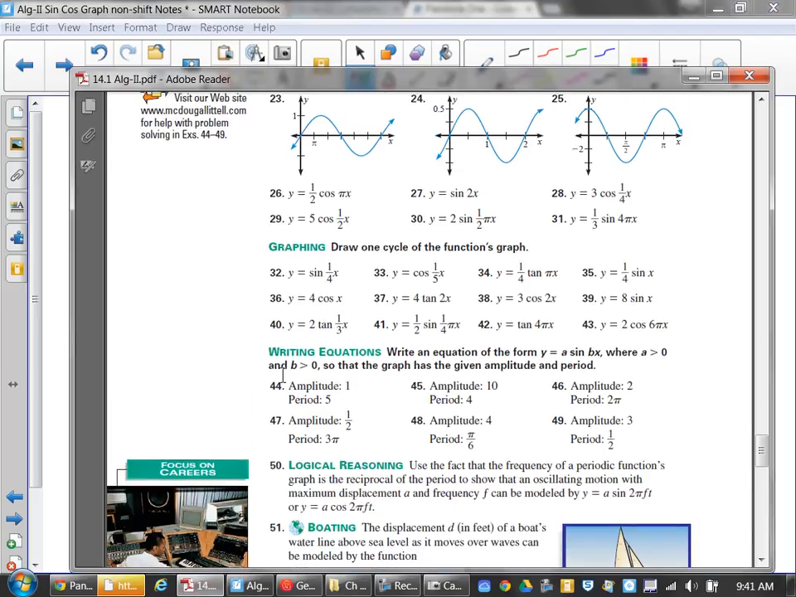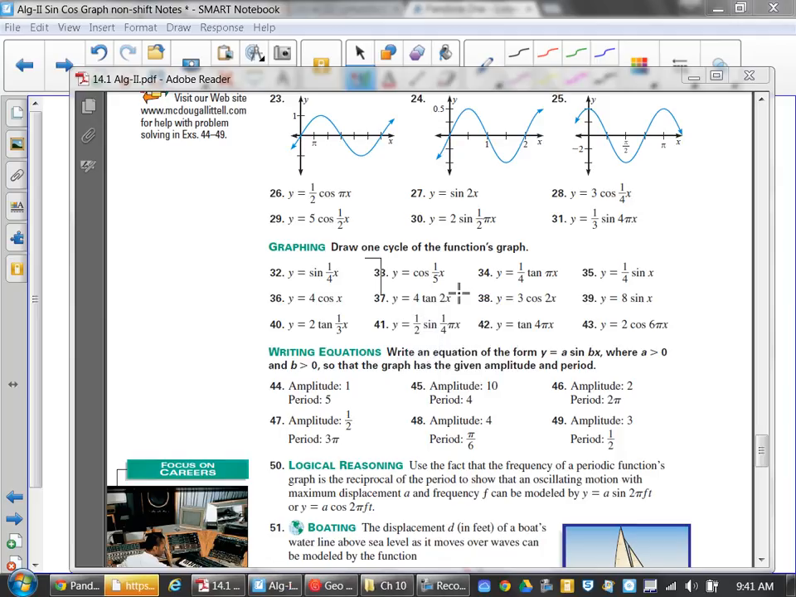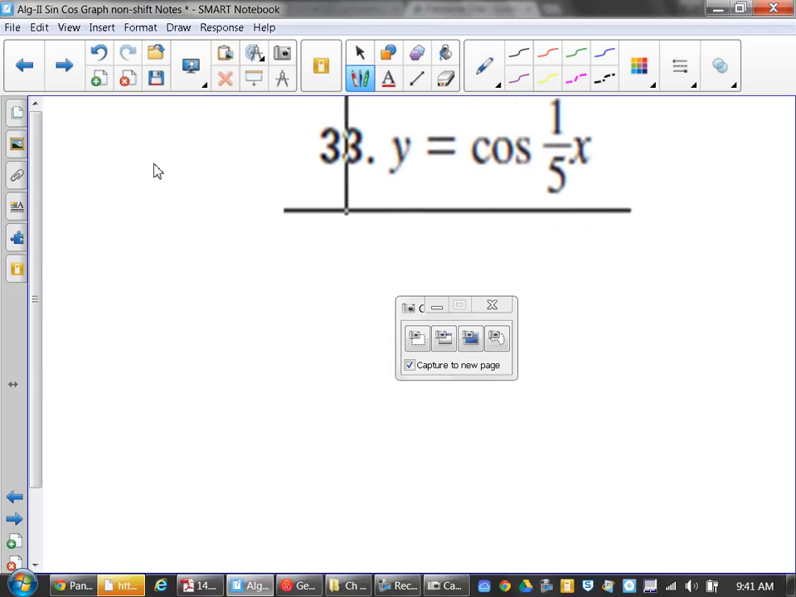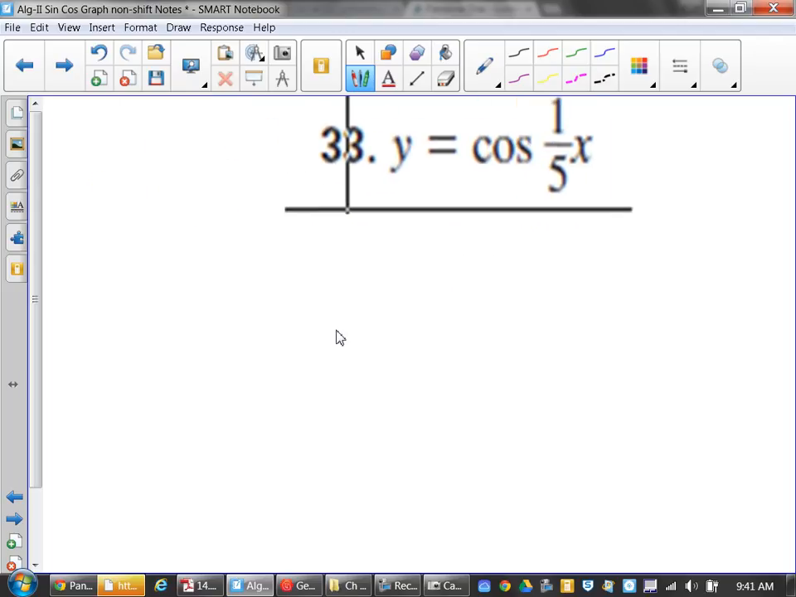It starts at A, then goes to 0, then negative A, and then 0. So we have a cosine graph: y equals cosine of 1/5 x. What's your A value? 1. What's your B value? 1/5. So your amplitude is 1, your period will be 10 pi. Good. The reason it's 10 pi is it's 2 pi divided by a fifth, multiplied by the reciprocal.